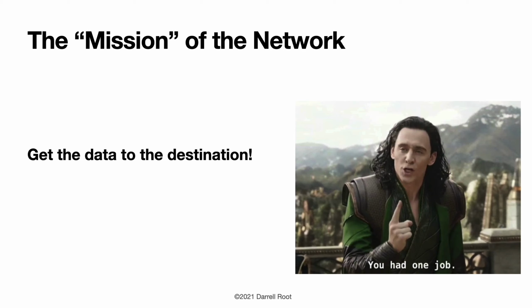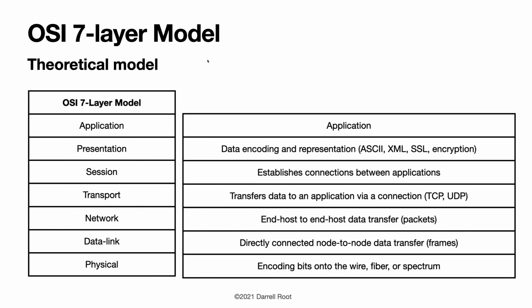The network has one mission: get the data to the destination. We have a bunch of overlapping complex protocols that we're going to learn, but in the end, it is all about a process on one computer sending bytes of data to a process on another computer. When talking about network protocols, it is helpful to categorize those protocols into different layers. The OSI has a 7-layer theoretical model for talking about networks.